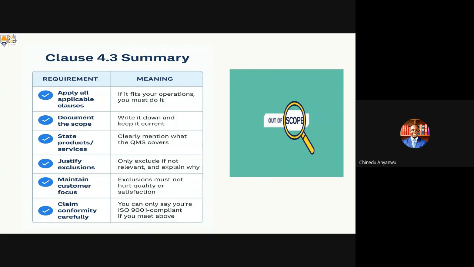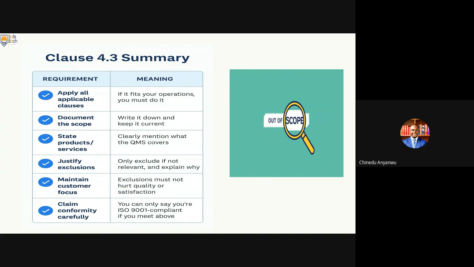Your scope must justify exclusion. Why is this not part of what we do? You must state clearly why. If you say this clause is not applicable to you, you must state why. And a very common one is clause 8.3, which is design. Many organizations that are not into design often exclude it from the management system.